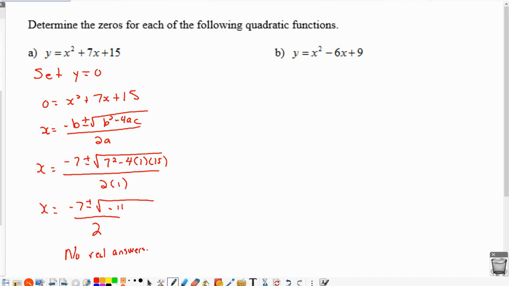Next one, set y equals 0. And ask yourself, are there 2 numbers that multiply to 9 but add to negative 6? Negative 3 and negative 3. Now let's compare my new solution to my old one. You could use the quadratic formula here, but look at this. This factors.